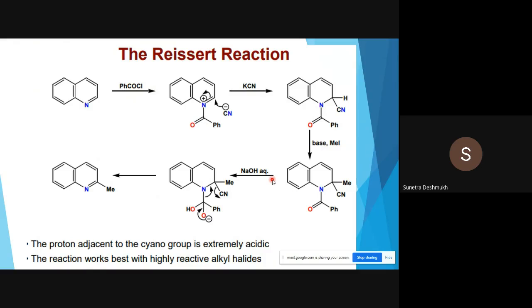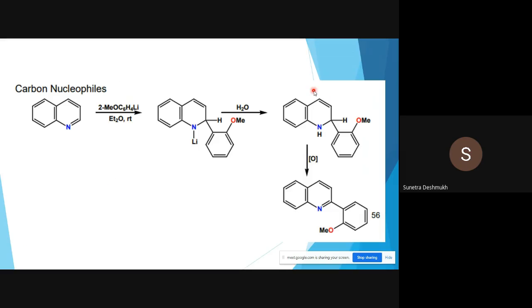And finally, on treatment with sodium hydroxide, we can do the various rearrangements on this acyl group, and finally we can eliminate the cyanide CN minus ion as well as this bulky group, and in that way we can get the methyl group attached at the second position. The proton adjacent to the cyano group is extremely acidic. This proton is highly acidic. That's why we can do such types of reactions. The reaction works best with highly reactive alkyl halides. This is the Reissert reaction. It comes under the nucleophilic substitution reactions.